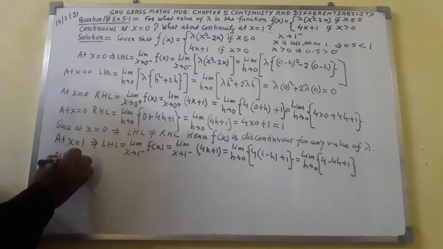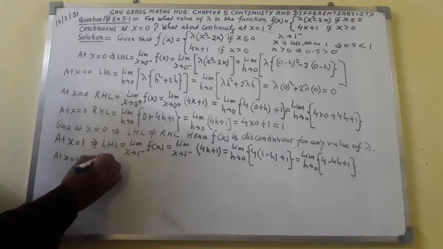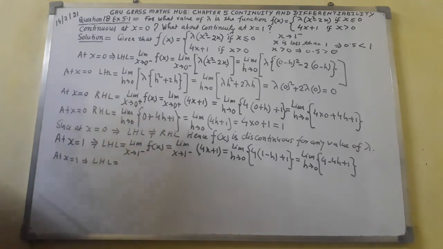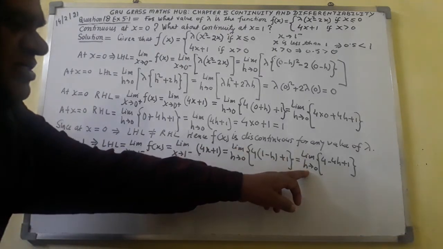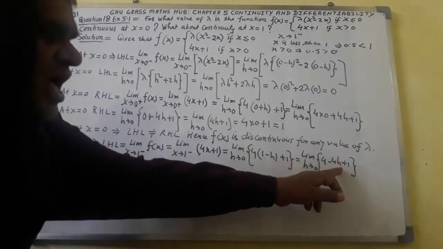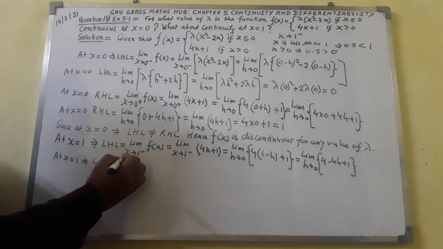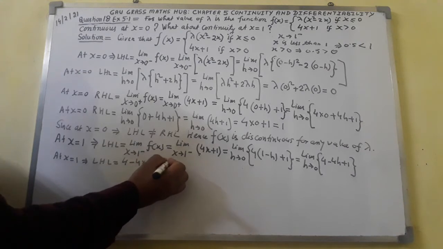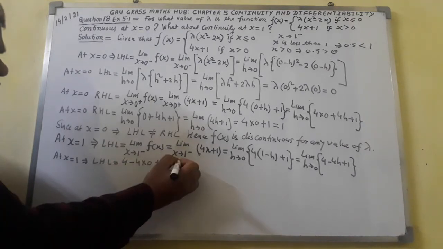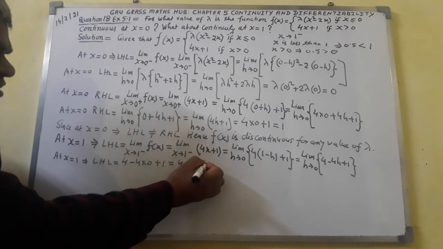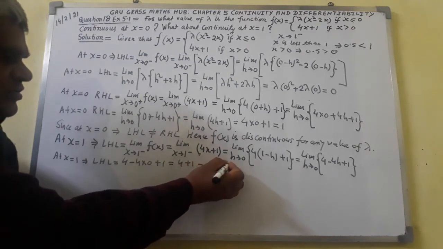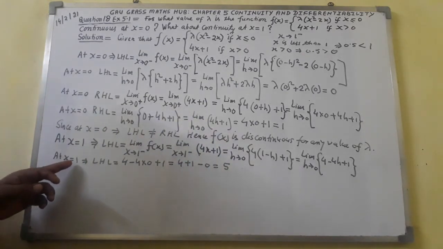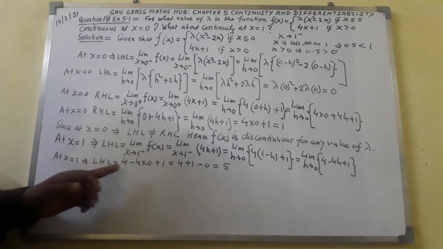So at x equal to 1, left hand limit equal to lim h tends 0 will be removed. Put the value h equal to 0. So you will get 4 minus 4 into 0 plus 1, which comes out to 4 plus 1 minus 0, that is 5. At x equal to 1, the left hand limit you have got is 5.